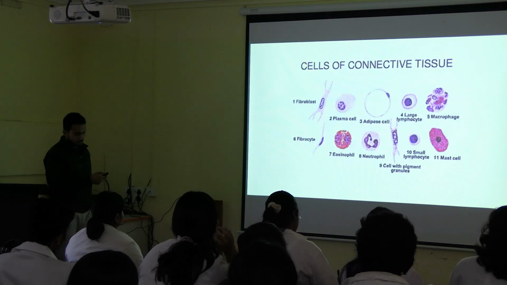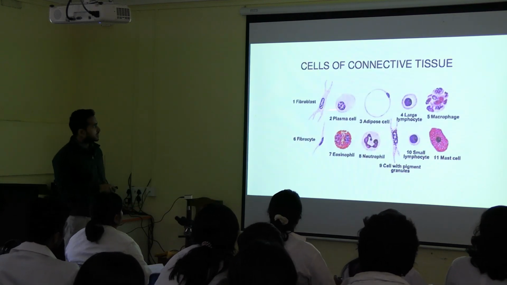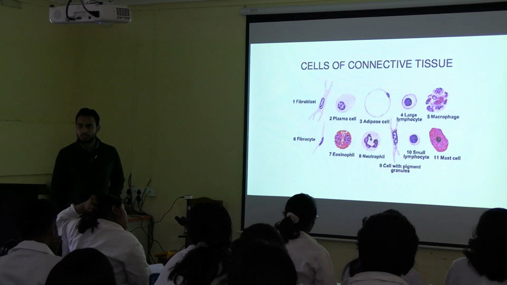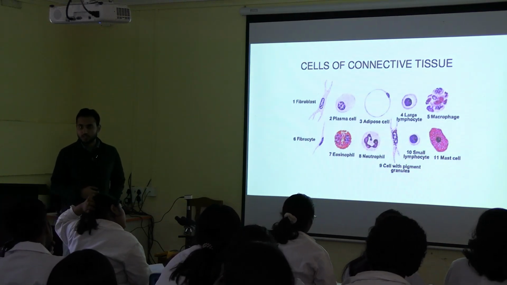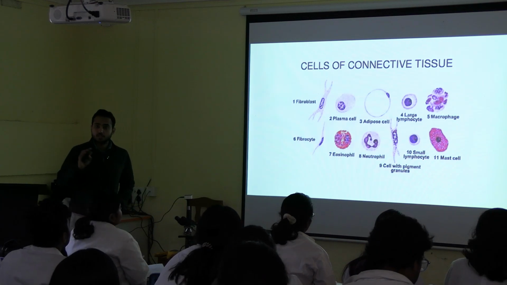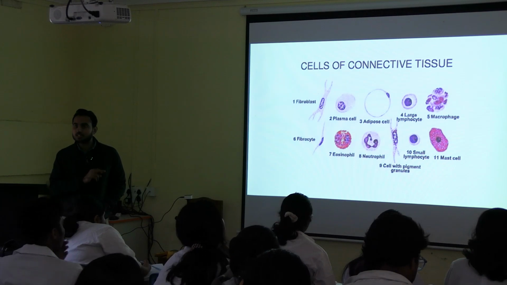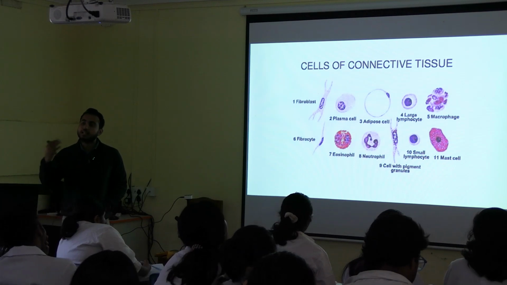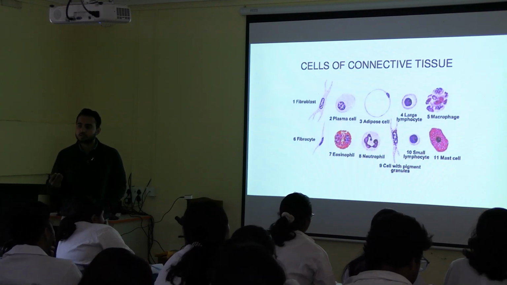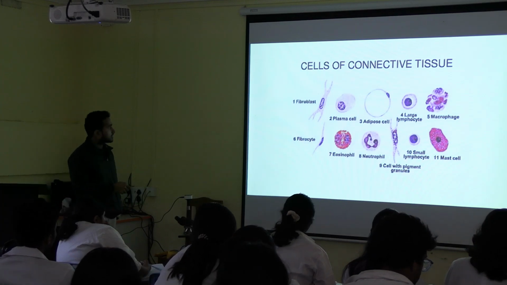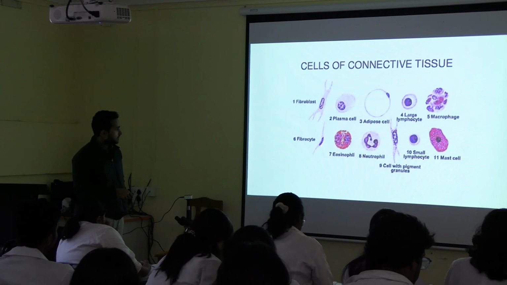Now please have a look. This is a beautiful diagram where you can see different types of cells present in the connective tissue. This is how they appear. But if you use a normal compound microscope, it is very difficult to see this type of picture. For that, we need higher magnification and higher resolution to produce these images. So you can see the fibroblast. Can you see the fibrocyte?